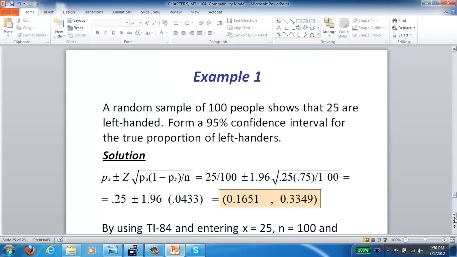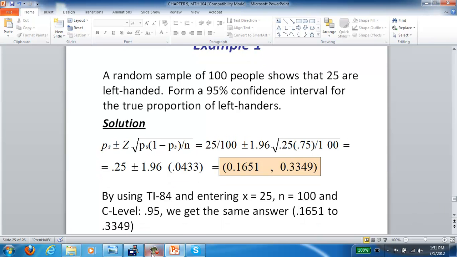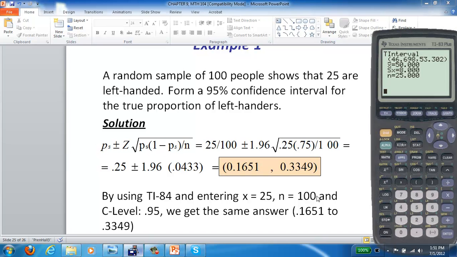So let's see this example. We have a sample of 100 people that shows that 25% are left-handed. So we have to create a 95% confidence interval. And again I use the formula, but let me go through the graphing calculator. So we have to go to Stat, we have to go to Tests, again same steps, and now we go to letter A. It says 1 proportion Z interval.